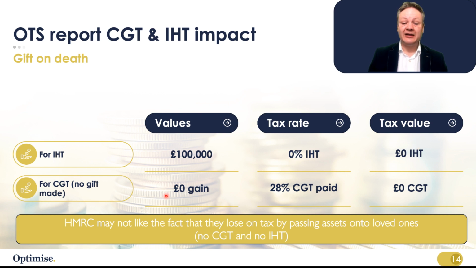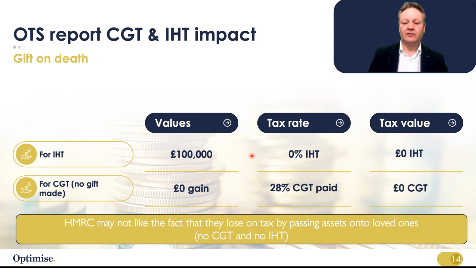CGT, well, you've made no gain on that particular property. You might have had it bought for £100,000. The property value has not increased, therefore there's no gain at all, which means there's no 28%, no gift, no CGT. The HMRC don't like that. They're saying, well, hold on a minute, we want you to pay some sort of tax.